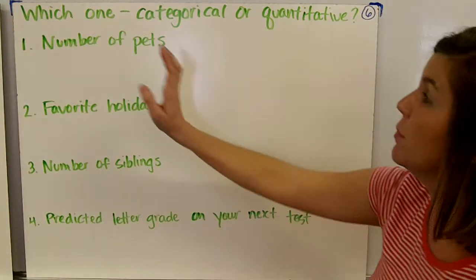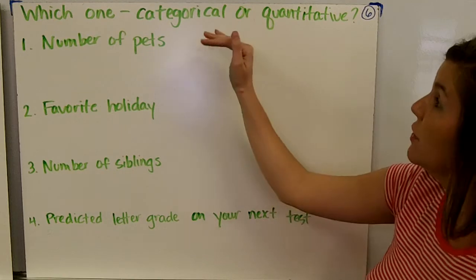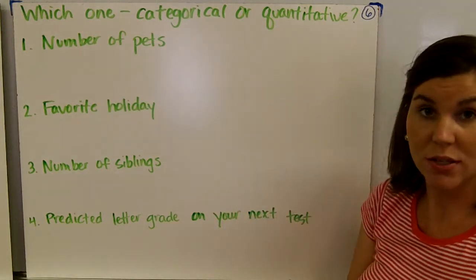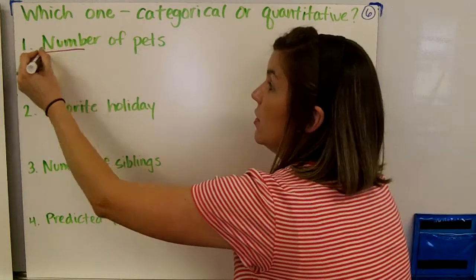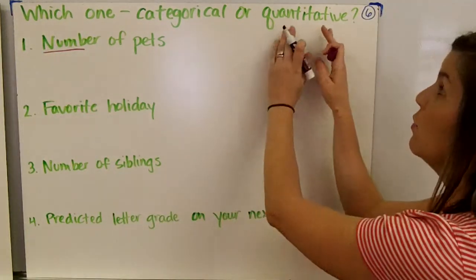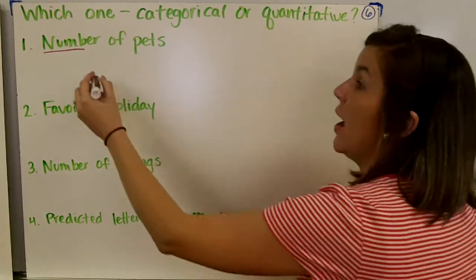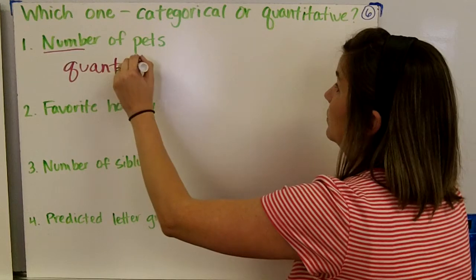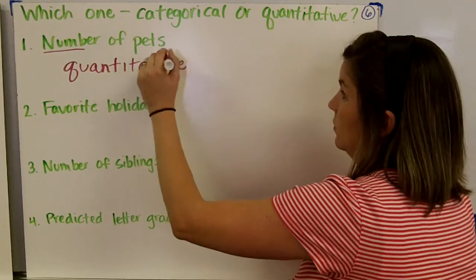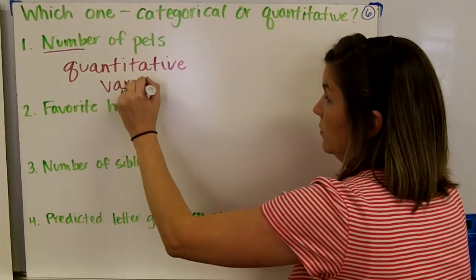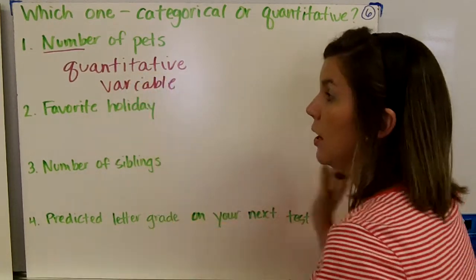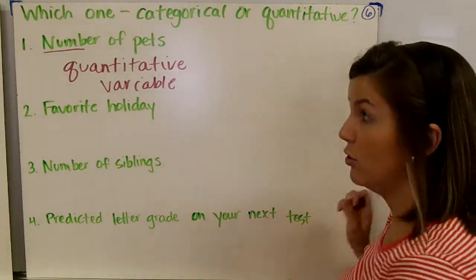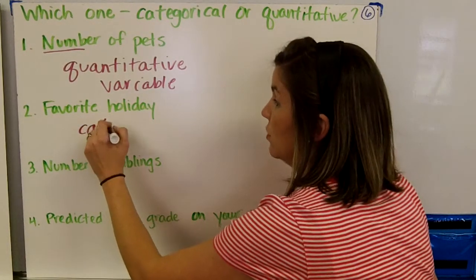Alright, so let's determine which one is it. So is it categorical or is it quantitative? The number of pets. So you see a keyword here, number. Number of pets would be a quantity, so this would be a quantitative variable. Your favorite holiday. So Christmas, Thanksgiving, these are not values. These would be categorical.